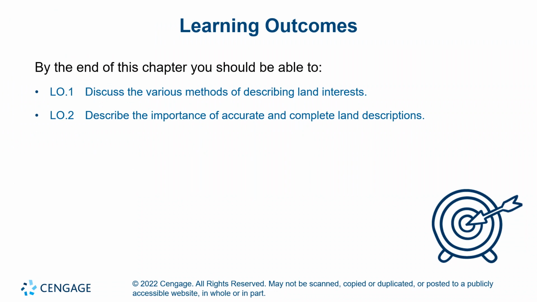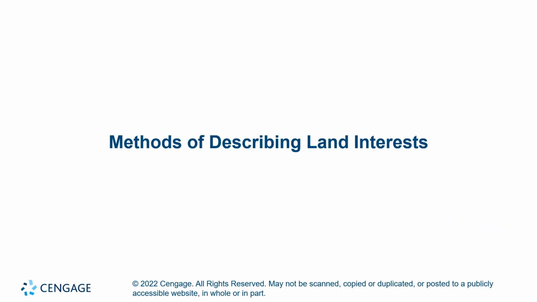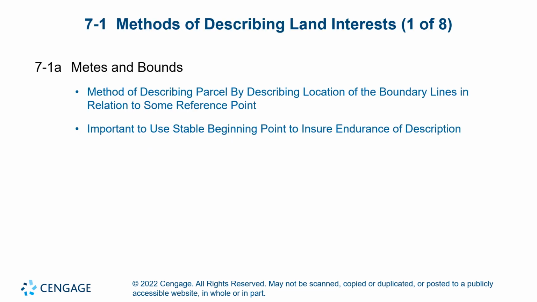We have two new learning outcomes for Chapter 7, and that is to discuss the various methods of describing land interest and to describe the importance of accurate and complete land descriptions. Methods of describing land interest. And your book has great visuals for all of these as well.